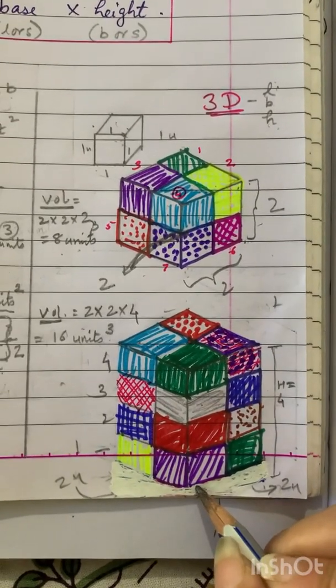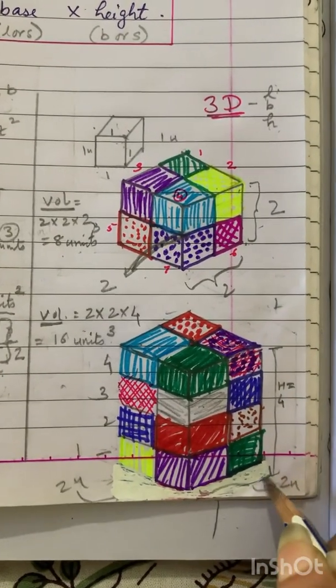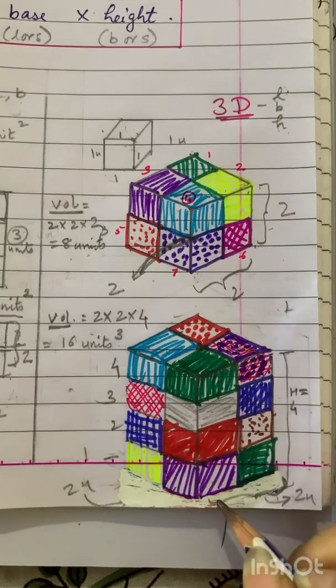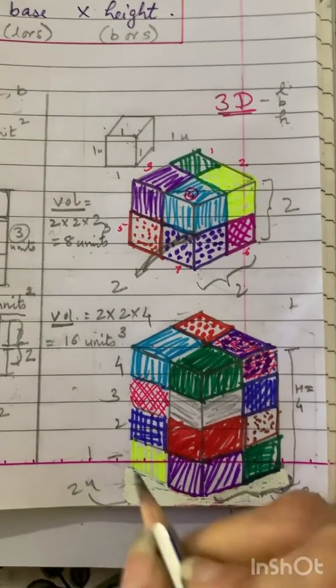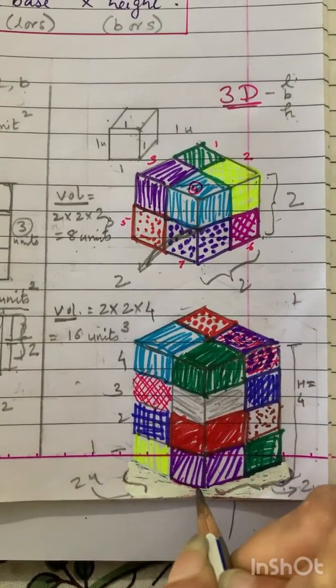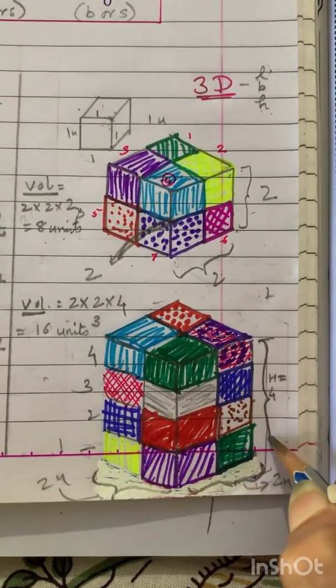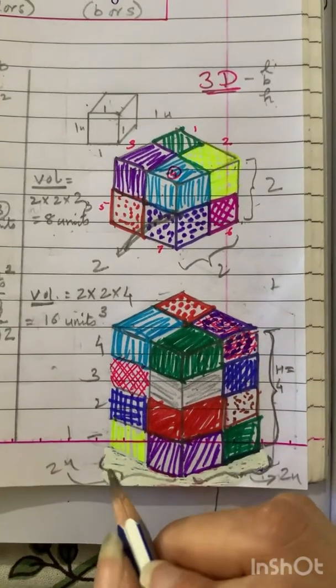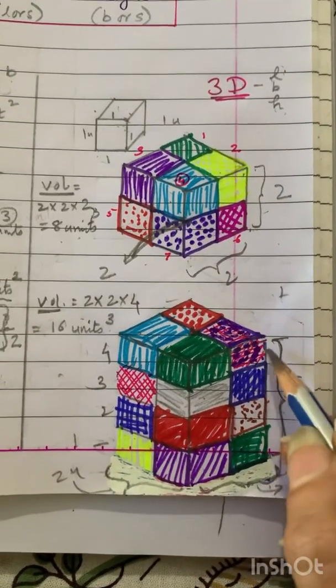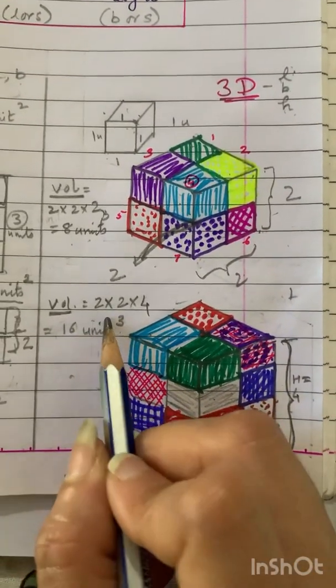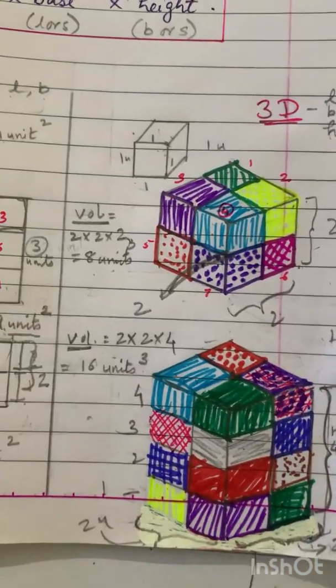So if you see, this is 2 units, this is 2 units, and this is 4 units. So length into breadth into height, that will be my volume.